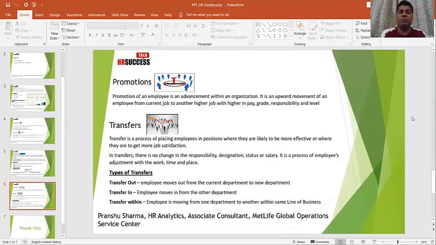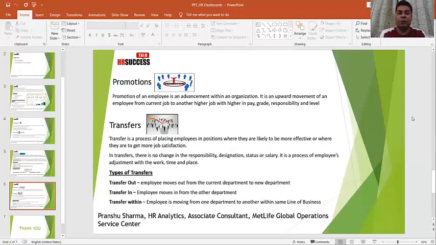Now let's talk about promotion. Promotion of an employee is an advancement within an organization. Most of the time you have seen that it is an upward movement of an employee from the current job to another job, with higher pay, higher grade, higher responsibility, and of course a higher level.